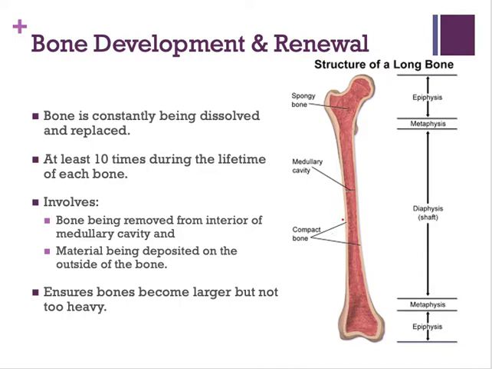So the bone is being removed from the inside of the long shaft, or diaphysis, of the bone, and bone is then being formed on the outside. So the bones overall are getting thicker, but the hole in the middle, the cavity, is getting bigger. The overall effect is that even though the bone gets larger, longer and thicker, it doesn't get heavier.